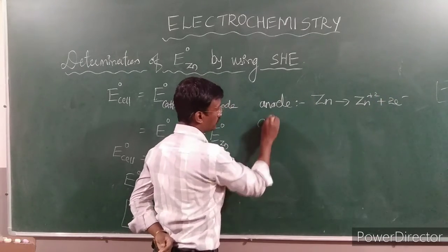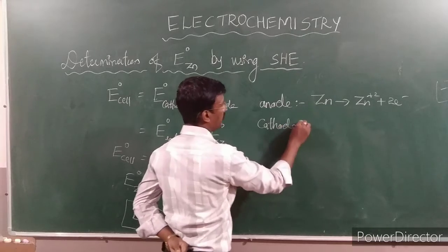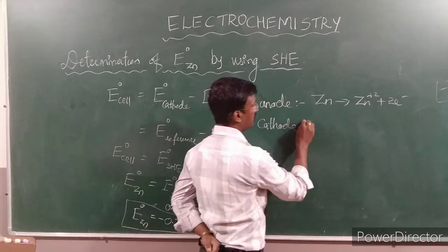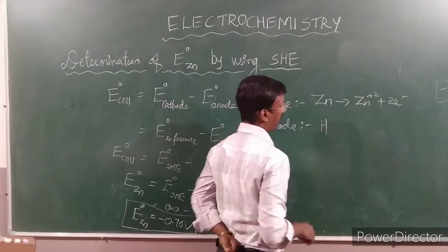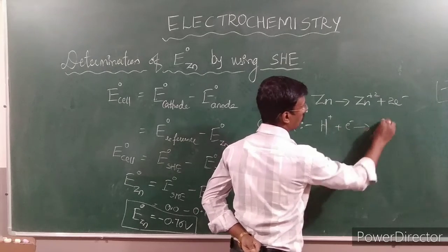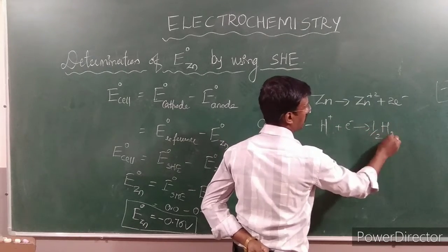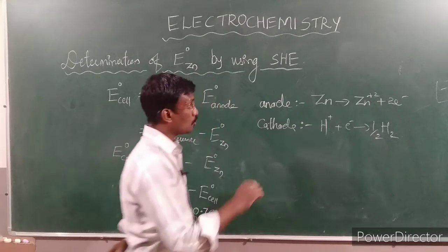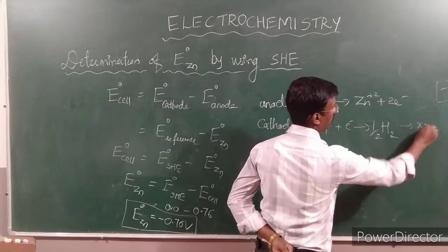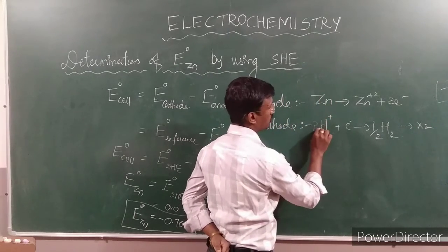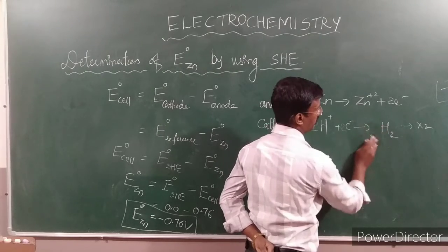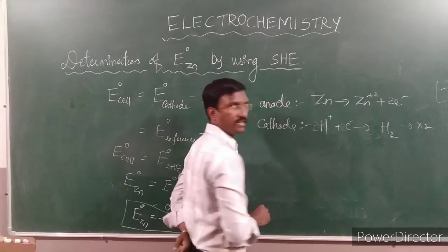Similarly at cathode, here we have connected the SHE. The SHE is nothing but hydrogen ions. So the hydrogen ion is going to receive the electron to form half H2, isn't it? To balance it, 2 electrons are there. Therefore, we will multiply by 2. We get 2H+ plus 2 electrons, and 2 into 1 by 2 becomes 1. Are you getting this?